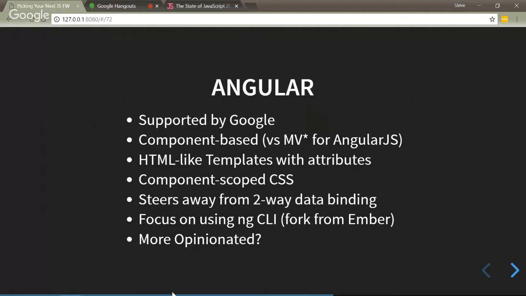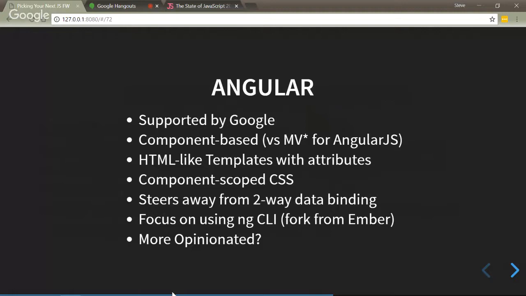It is a component-based solution. We are not doing MV star solutions so much anymore in all of these cases. We are building components that intercommunicate. You have a template system which resembles HTML. We can show you some examples. They scope CSS. Vue is the other one that does this as well as part of each component. The idea is to really try to address some of the issues with AngularJS, which is a major facet of this.